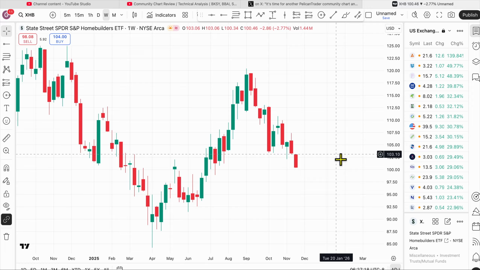When most investors are throwing darts, we're looking for clues in the charts. Today, we're going to be taking a look at the S&P Homebuilders Index Exchange Traded Fund. It's a fund that trades like a stock, and it's made up of the major home builders that are publicly traded in the United States.